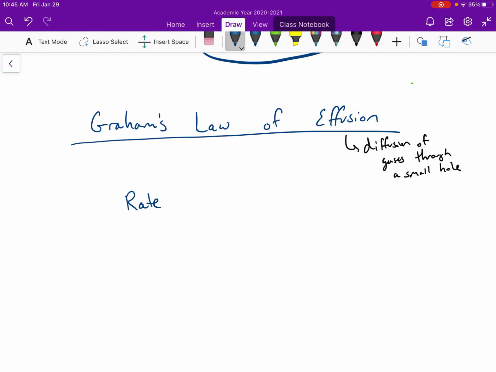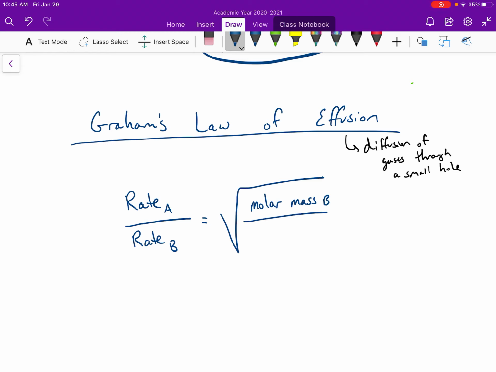So here's the formula. The rate of gas A, rate is like a speed, right? How fast it's moving, over the rate of gas B equals the square root, okay? Square root of the molar mass of B over the molar mass of A.